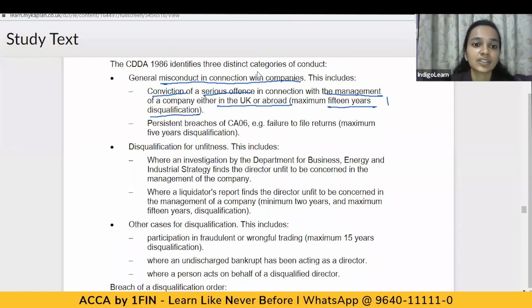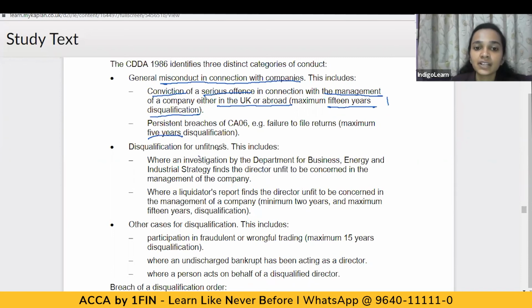Then the second situation is persistent breaches of Companies Act. In that situation, the maximum disqualification period is 5 years. So the first situation was conviction of serious offense of mismanagement or in connection with management of the company. Then a maximum time period of disqualification was 15 years. Second situation is continuous breach. Persistent breaches means continuous breaches of the Companies Act. The maximum term of disqualification is 5 years.